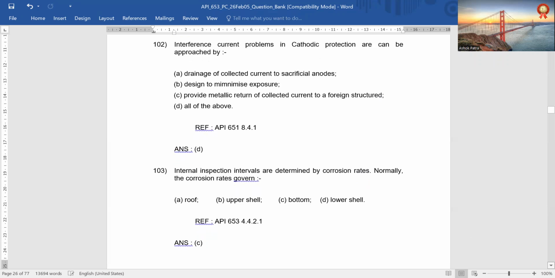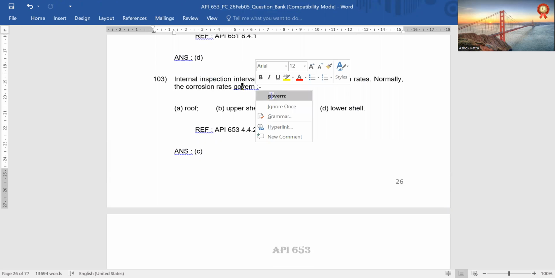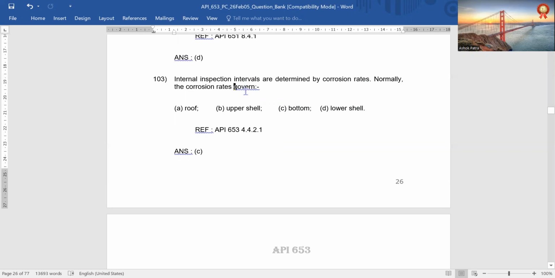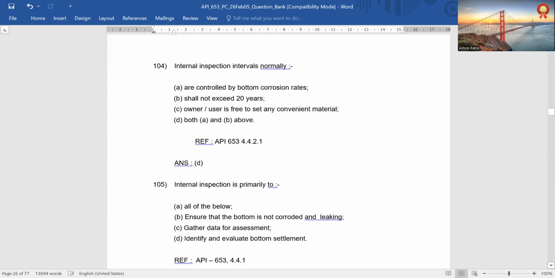The internal inspection intervals are determined by corrosion rate. Normally the bottom corrosion rate governs. Internal inspection intervals normally are controlled by bottom corrosion rates, and shall not exceed 20 years maximum. So both A and B above.